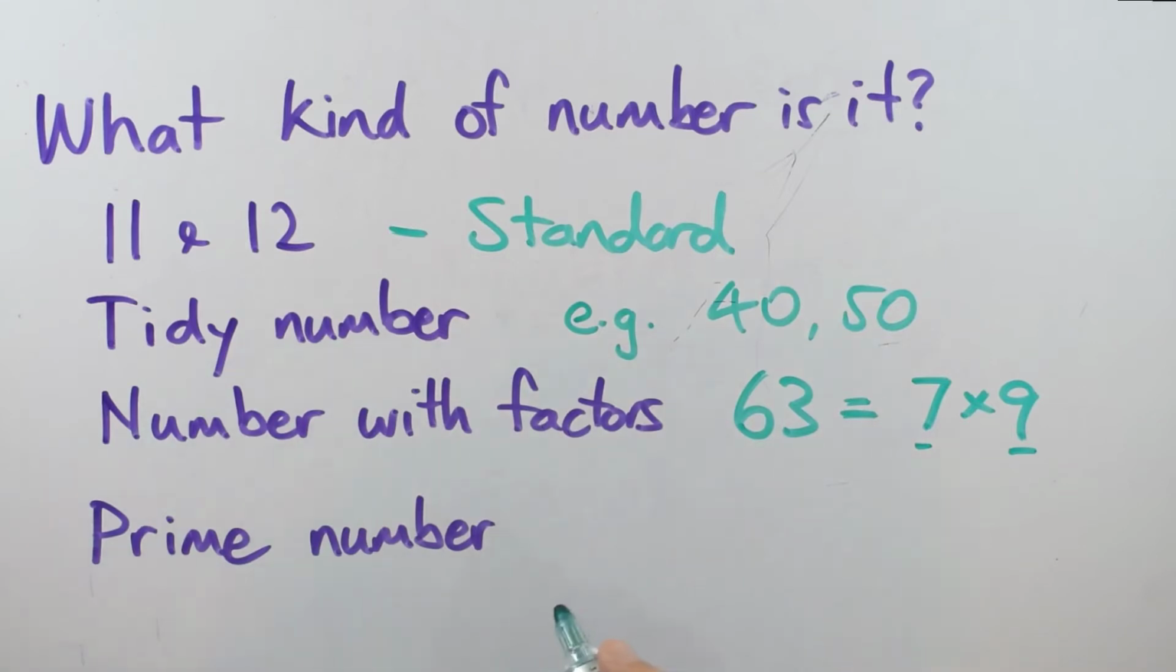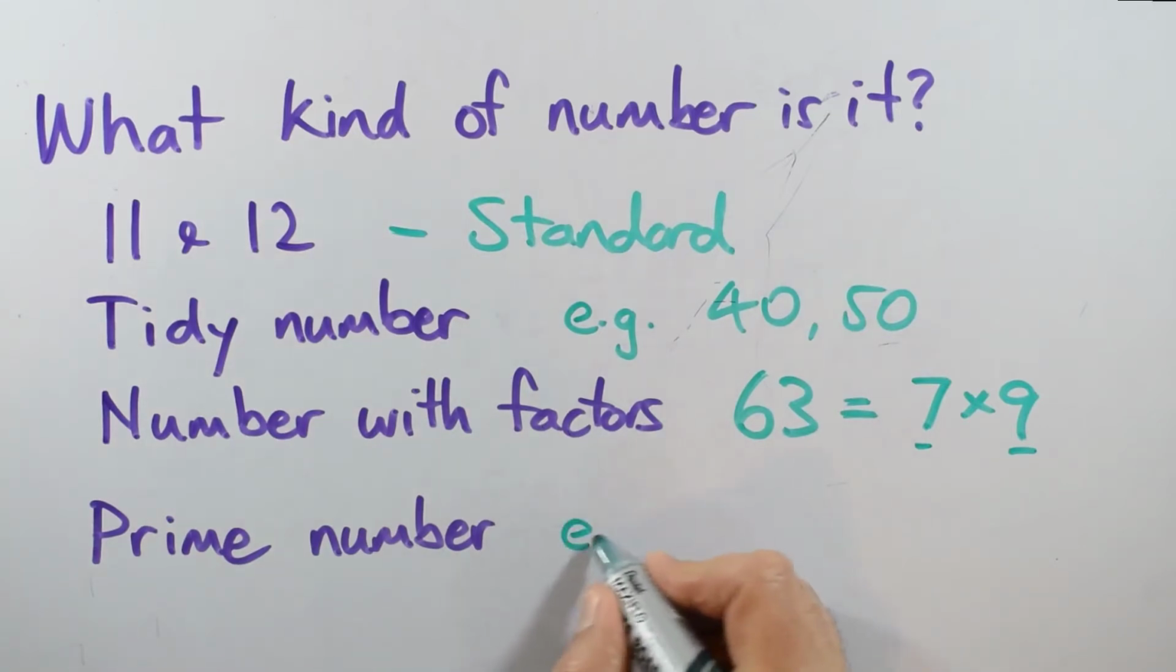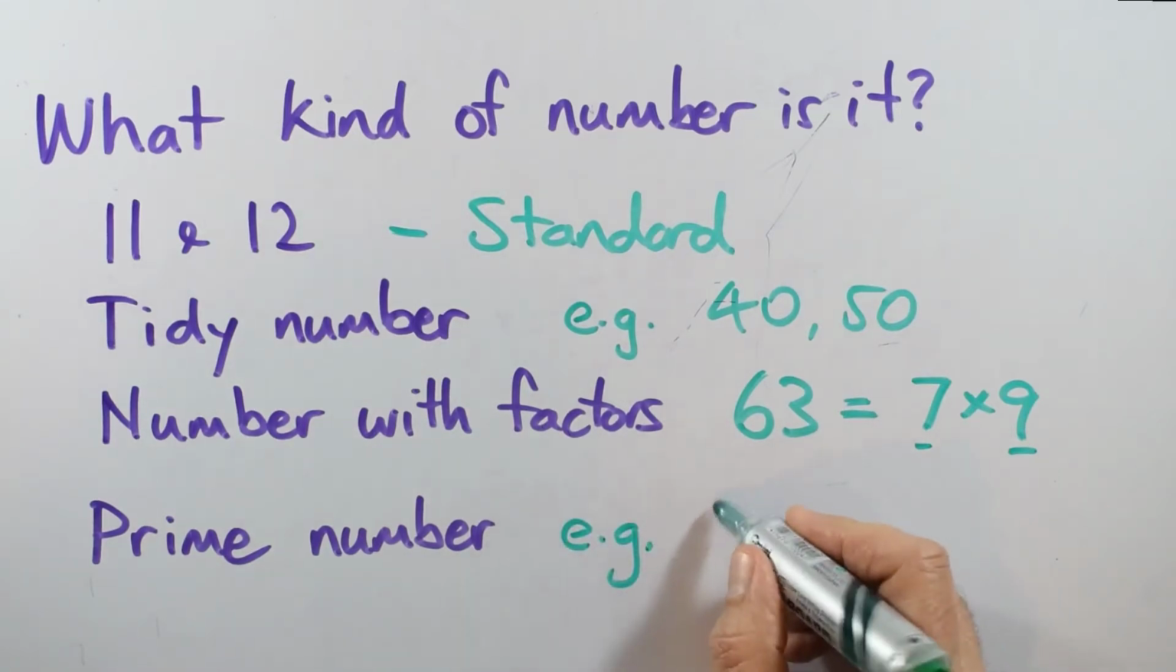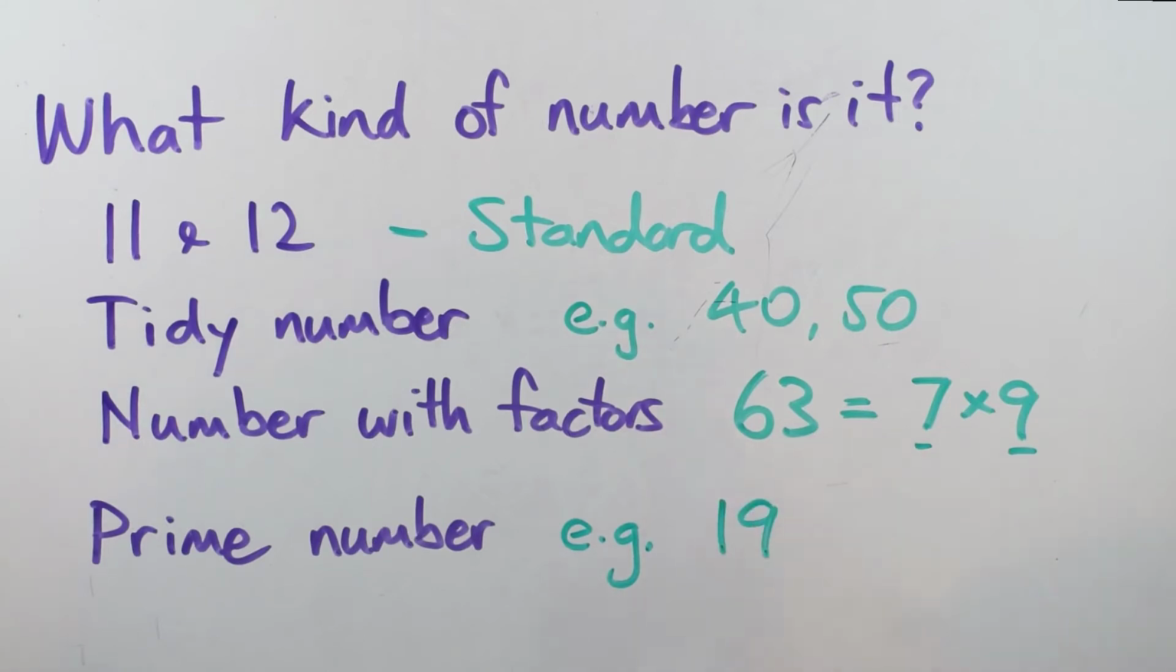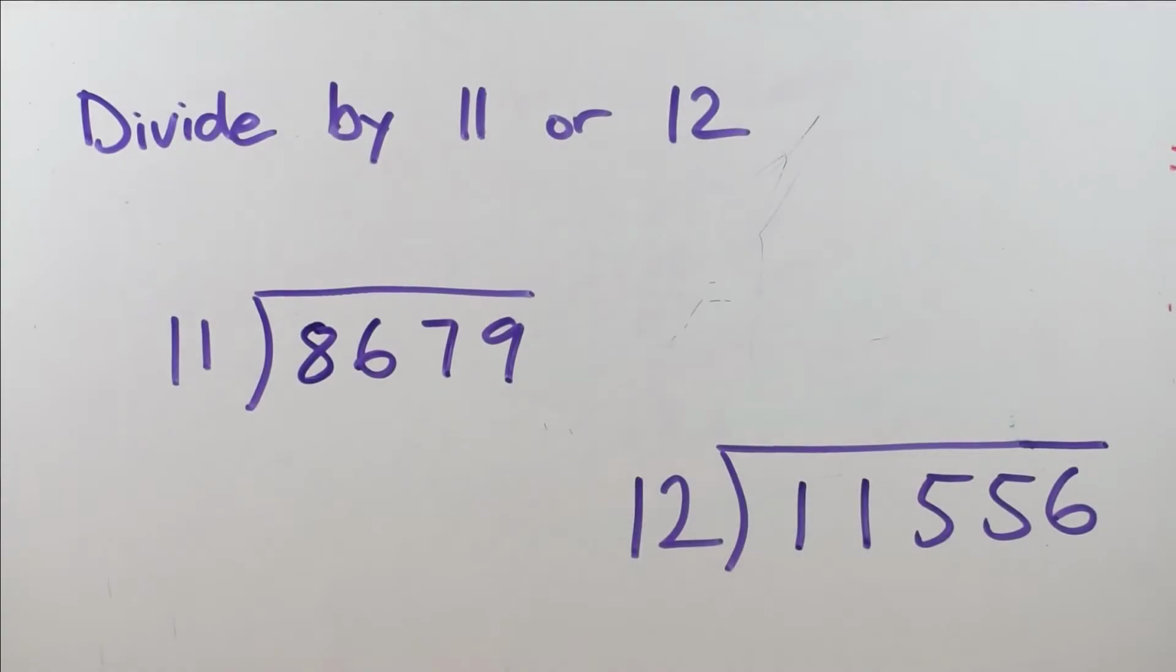And then prime numbers. Say for example it's 19. 19 is a prime number. It can only be divided by 1 and itself. How do we deal with that when we come to a bigger strategy? So what I want to do is show you these 4 steps and see if that helps you out. So let's begin.